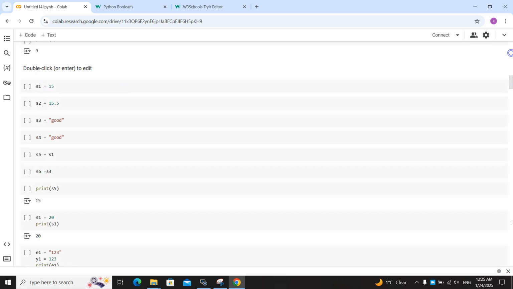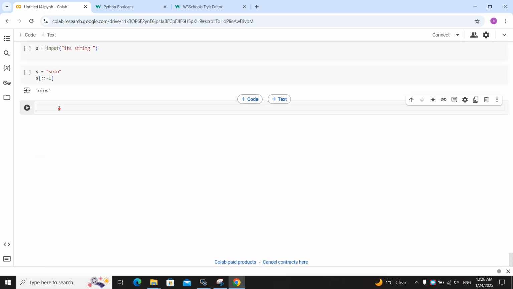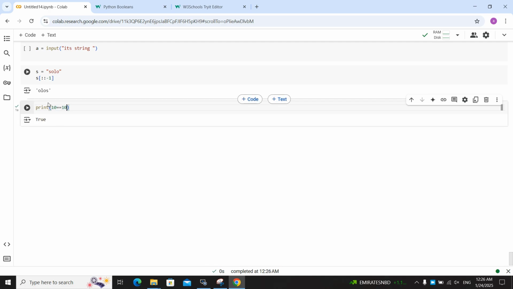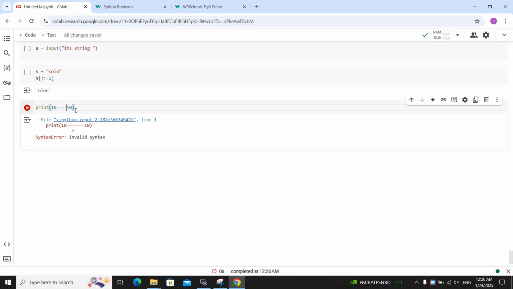Am I right? For example, we write here print 10 equal to 10. What is it going to show us? Pause the video and guess if it's going to run or not. Okay, as you may guess, it's not going to run. Why? Could it run perfectly because we can use as many equals as we want? No, because why?